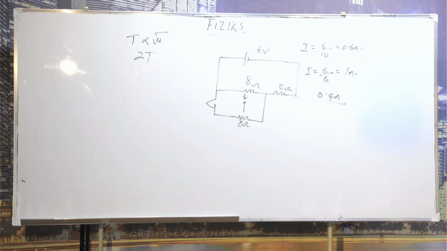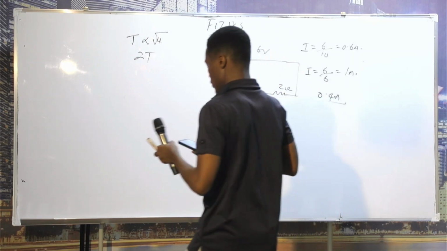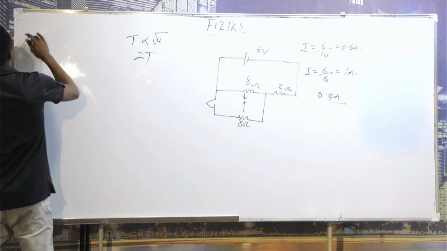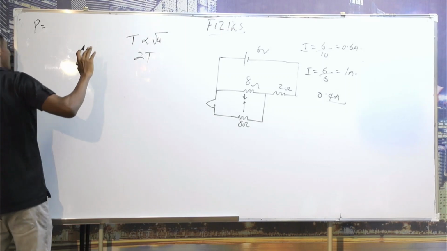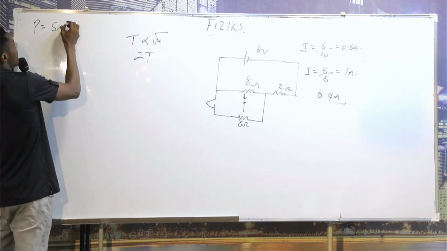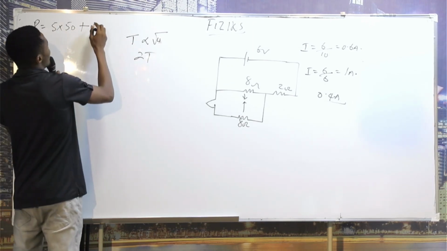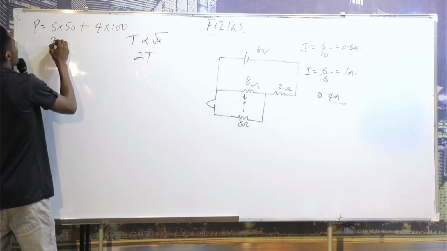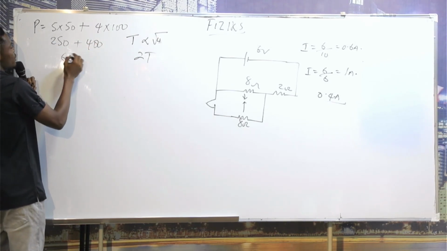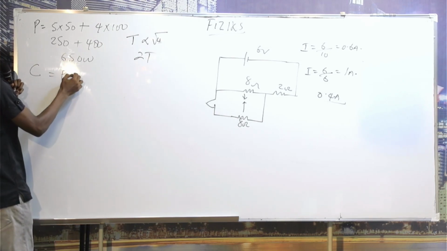All right, next question. What is the cost of running 5 50-watt lamps and 4 100-watt lamps for 10 hours if electrical energy costs 2 kobo per kilowatt hour? Let's find our total power first. Power will be 5 times 50 plus 4 times 100. So this is 250 plus 400. What would that give? 650 watts. Then the cost is power times time times tariff over 1,000.